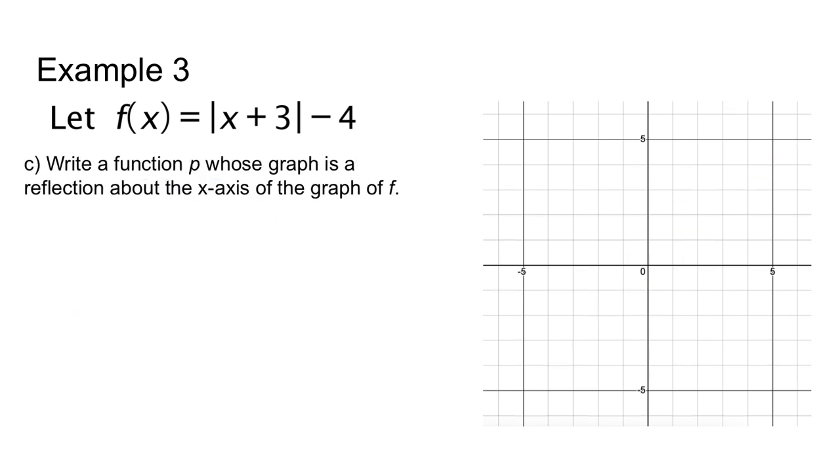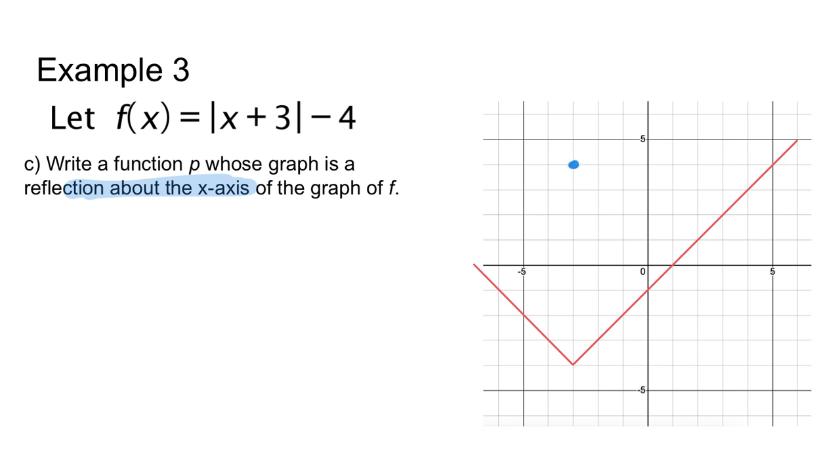Let's try another one. What if I take a function and I reflect it over the x-axis? Okay, we'll start with that f of x function. And now we're going to take this function and we're going to reflect it over the x-axis. What's that mean? That means every single one of these points that is below the x-axis now becomes above the x-axis. So for example, my vertex, which is right here, that is currently 4 units below the x-axis. When I reflect it over the x-axis, it becomes 4 units above the x-axis. So my vertex now moves to right here.